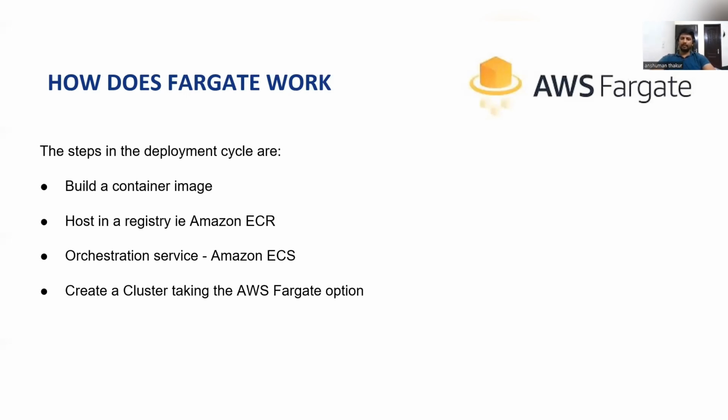The steps in the deployment cycle are: first, you need to build a container image. Next, you need to host it in a registry, that is Amazon ECR. Then you need to choose an orchestration service, which will be ECS in our case. Then you need to create a cluster taking the AWS Fargate option.